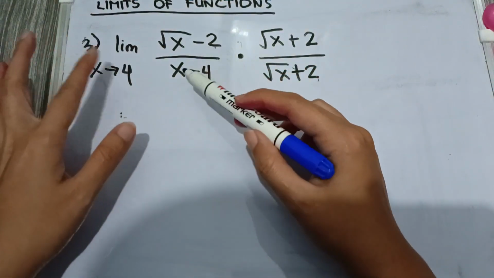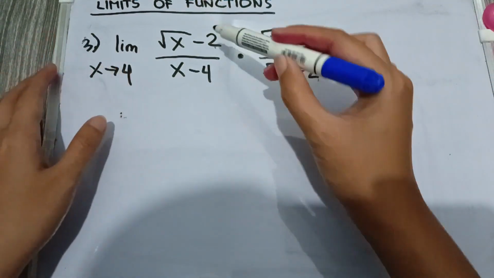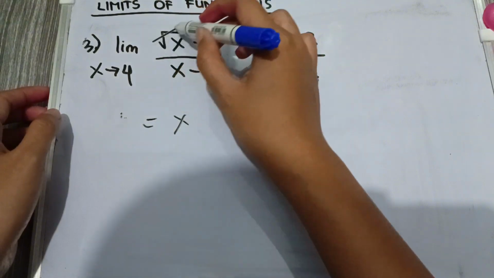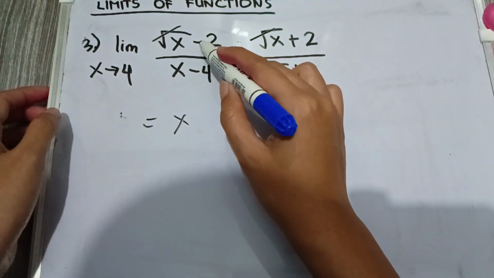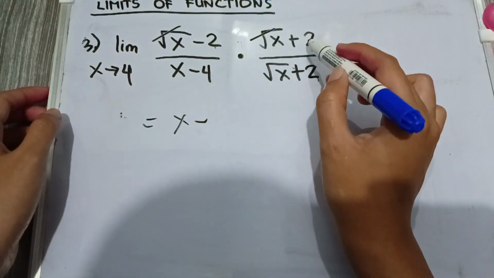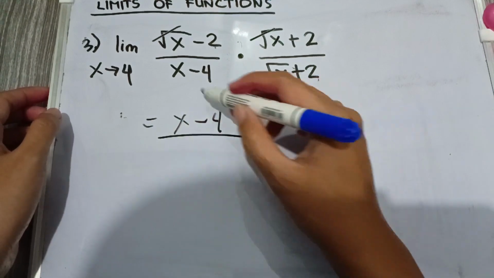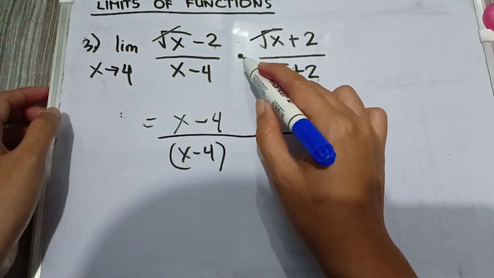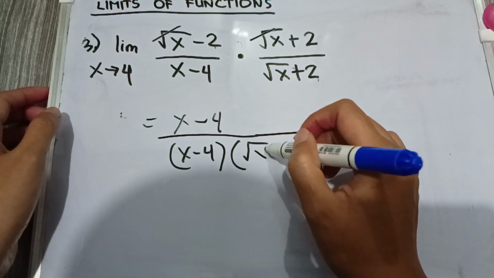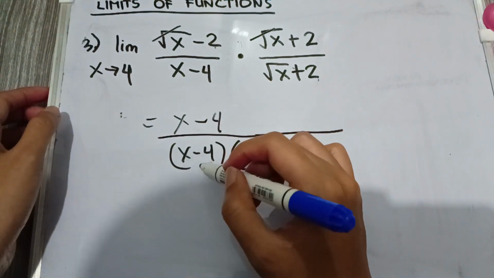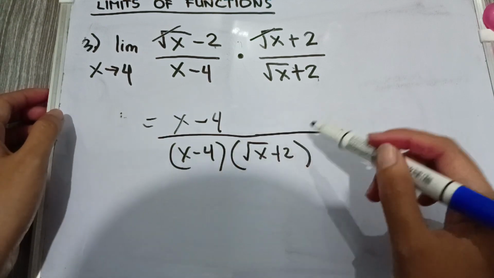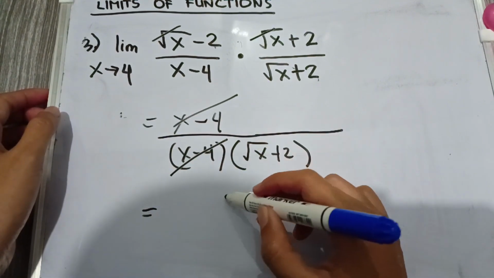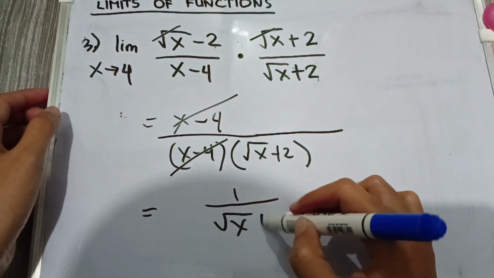So how does it work? When we multiply the radical and radical, it will now be cancelled. So the answer is x, that is cancelled. Negative times positive is negative. 2 times 2 is 4. And then copy the remaining multiplication sign, multiply it by x minus 4, and then we're going to cancel the same terms. So the remaining is 1 over the square root of x plus 2.